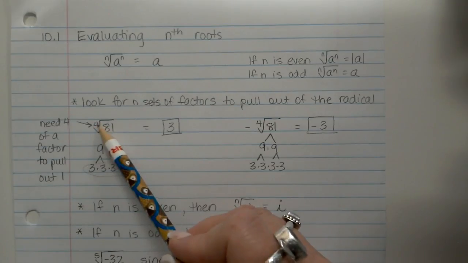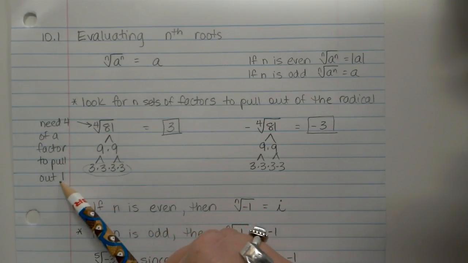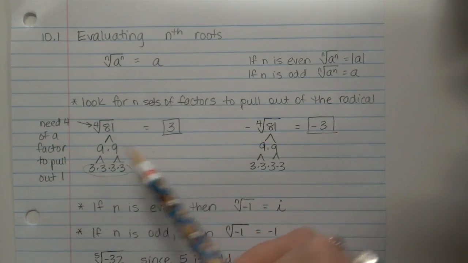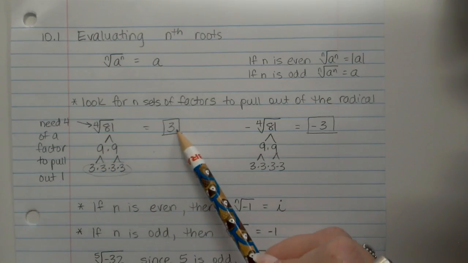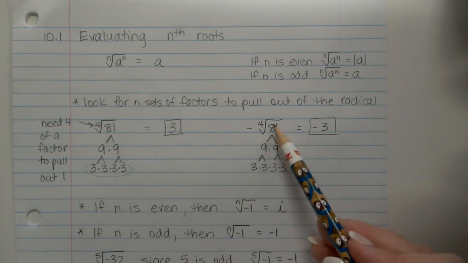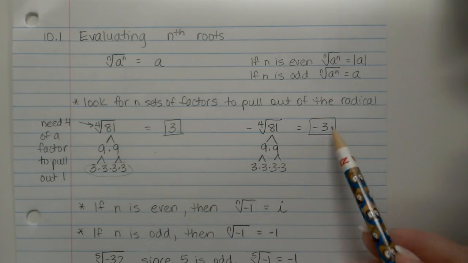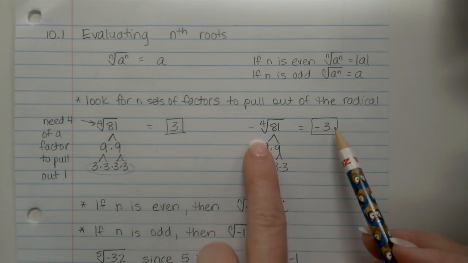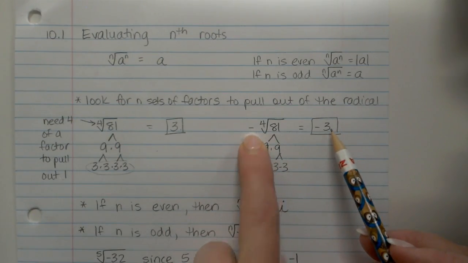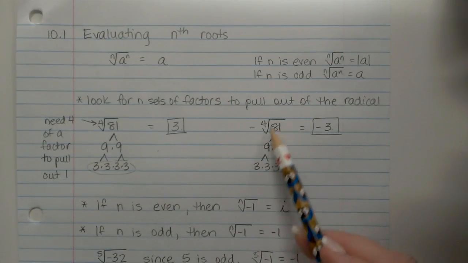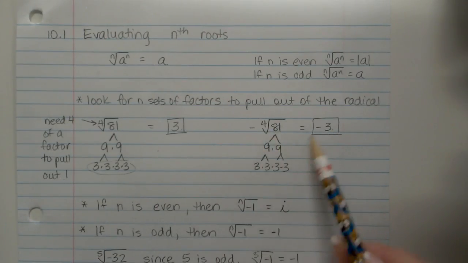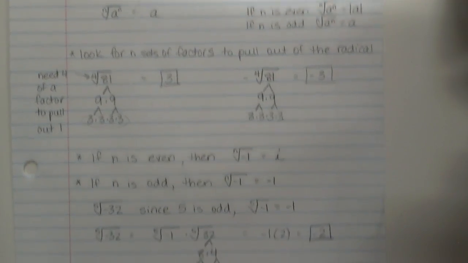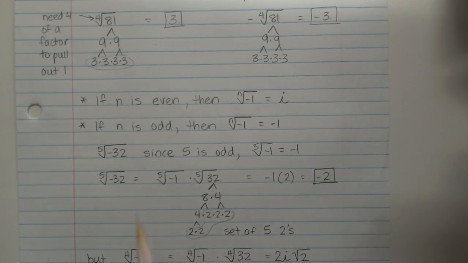Since this is the 4th root, we need 4 of something to pull out 1. So that's why the 3 comes out. We're looking for 4 of something to pull out 1. Now, the difference between this one and this one is this minus sign out front. Remember, the minus is not part of what's happening inside the radical, so you just keep it on the outside. We talked about this just a moment ago.